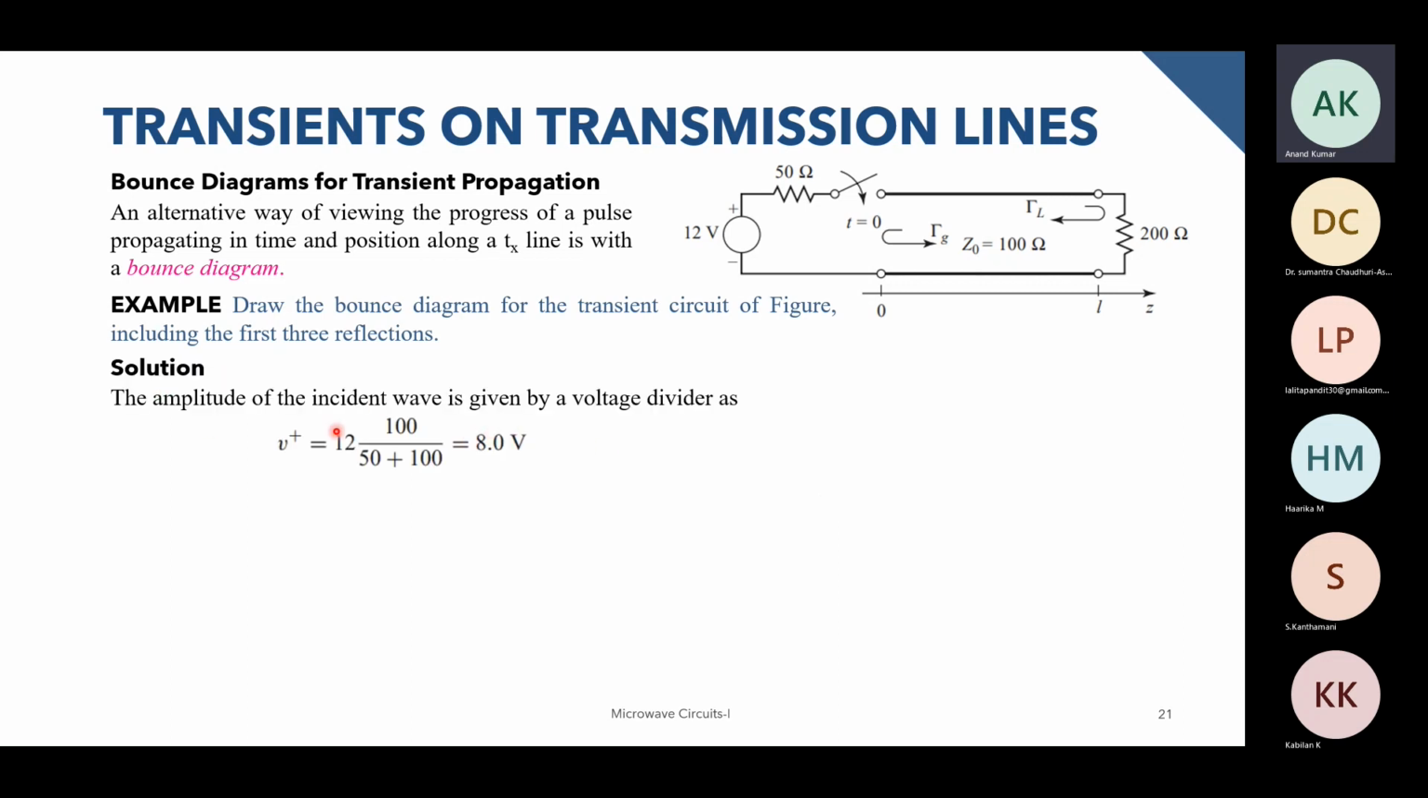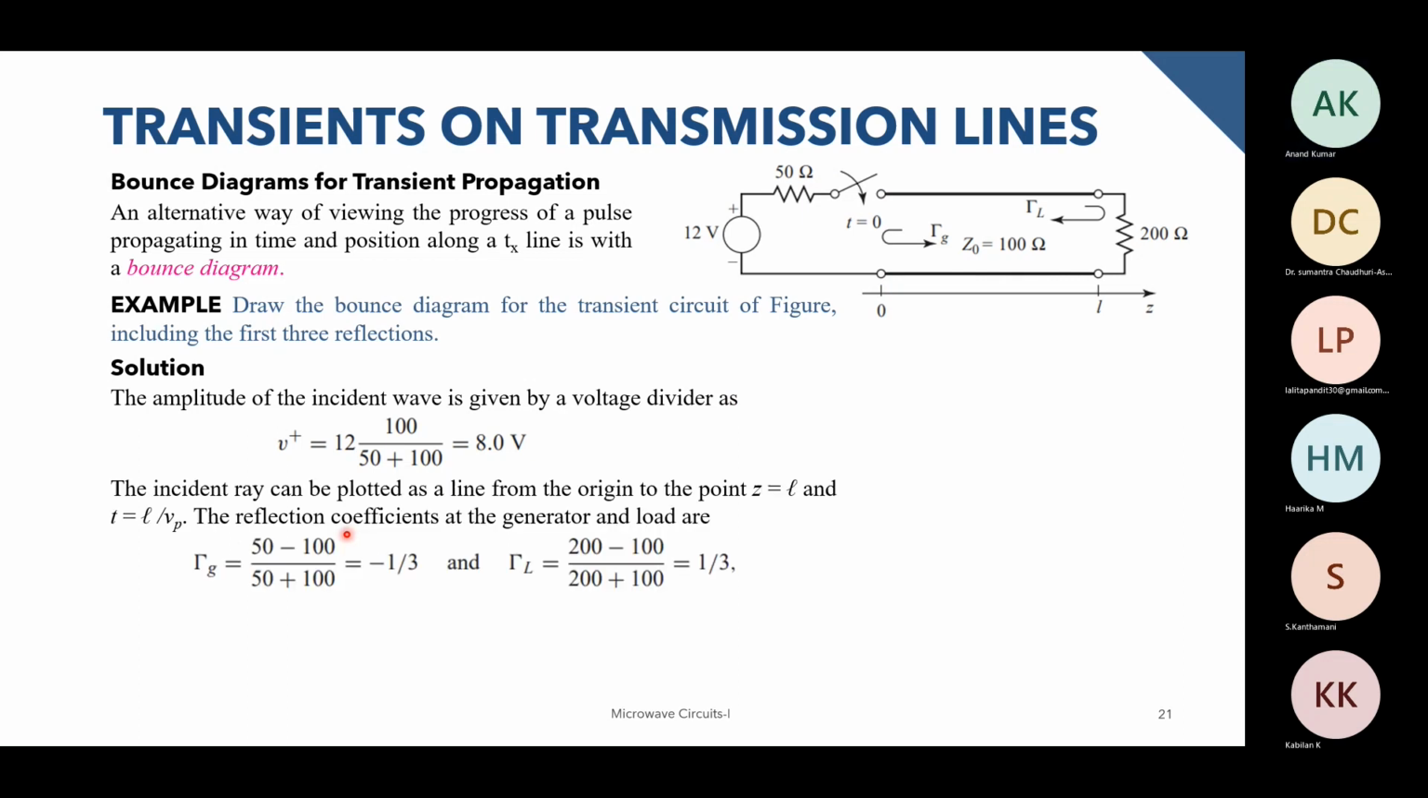The first thing we need to do is calculate the amplitude of the incident wave, which is given by the voltage divider formula. This is a simple circuit theory thing. We have to calculate the voltage that will be delivered to this transmission line. This is 50, this is 100, and the source voltage is 12. So 12 into 100 divided by 50 plus 100, we get 8 volts. So 4 volts will be dropped across this resistor, and 8 volts will be across the transmission line.